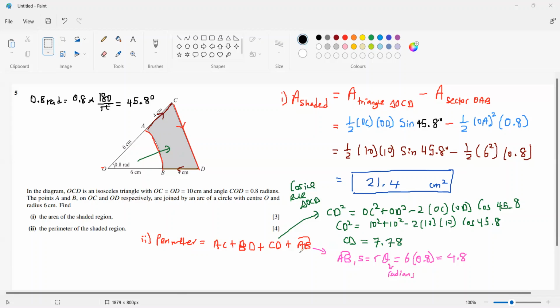Okay, let's calculate each part nicely. This will be 4.8 and this will be 7.78. And then AC and BD are 4 plus 4 as well. So we're finally ready to calculate the final answer for the perimeter, which will be in cm. 4 plus 4 plus 7.78 plus 4.8. So the overall answer is 20.58 cm. Thank you.